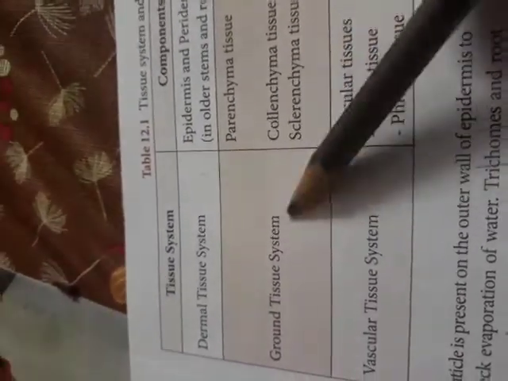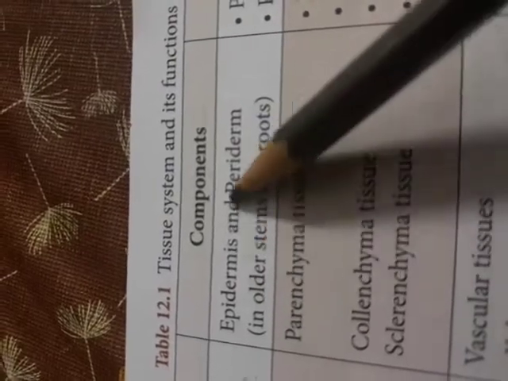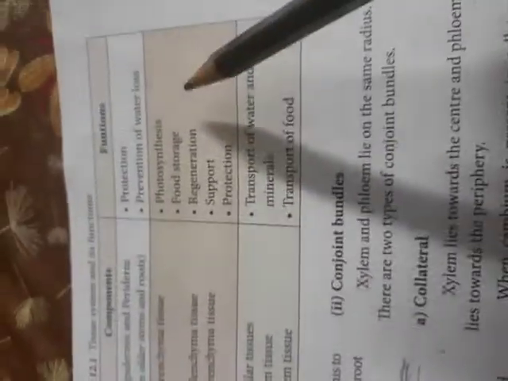Now come to the next part. One part we have left, that is tissue system and its function. There are three types of tissue system we have told: dermal tissue system, ground tissue system, vascular tissue system. Dermal tissue system, already components we have told: epidermis, periderm. What is the function? Protection and prevention of water loss.